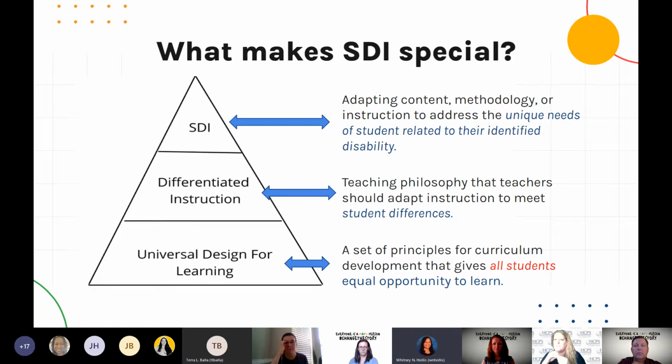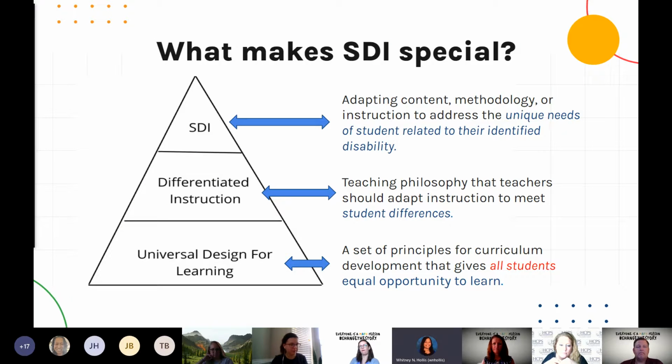And then as you move up, this is where we hit differentiated instruction. Like Courtney mentioned earlier, a lot of times differentiated instruction and SDI get twisted. People are thinking that they're the same thing, but they're actually not. Differentiated instruction is also taking place in our general ed classrooms, and teachers are using that to adapt the instruction to meet student differences, using flexible grouping and scaffolding, but that also is being applied to the majority of our students.